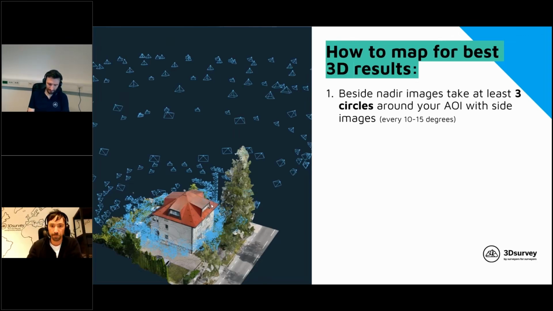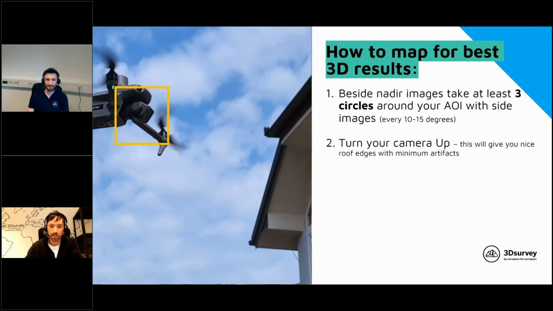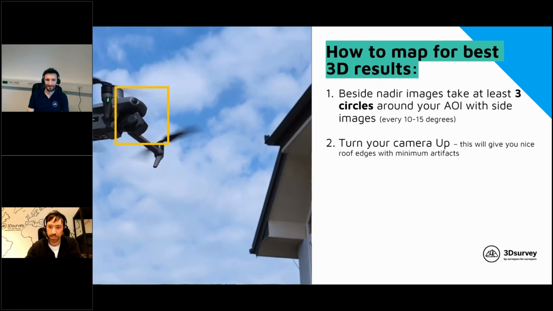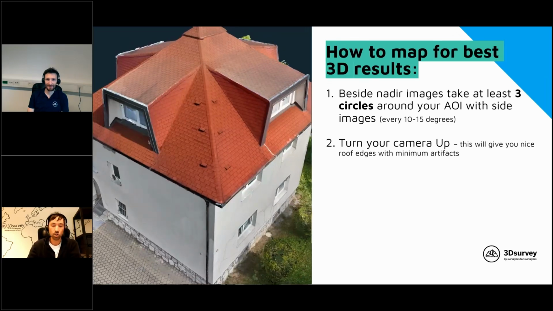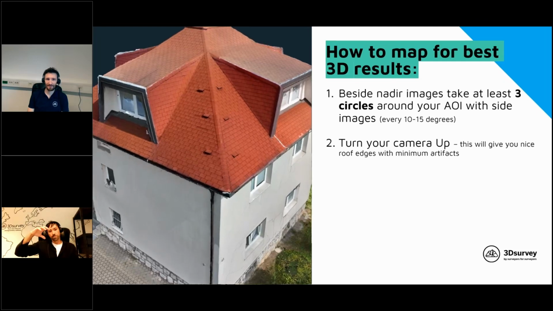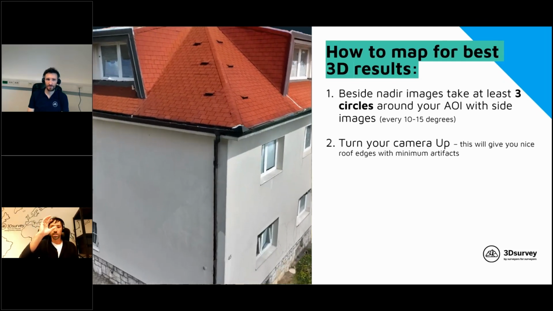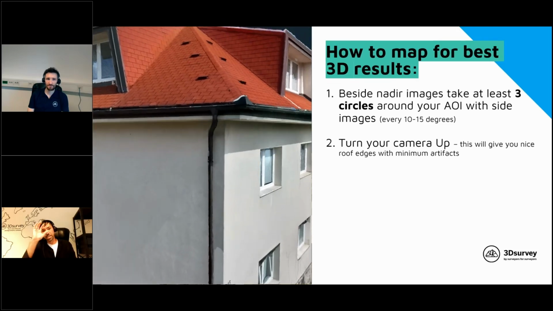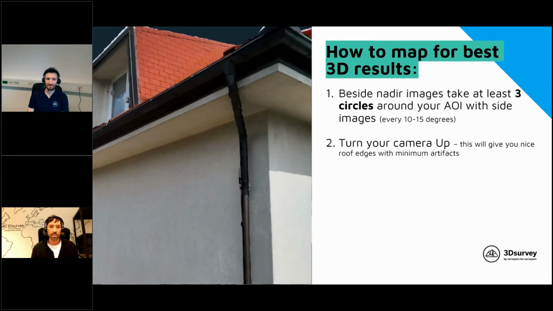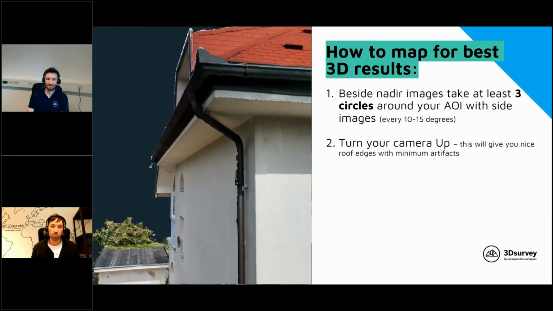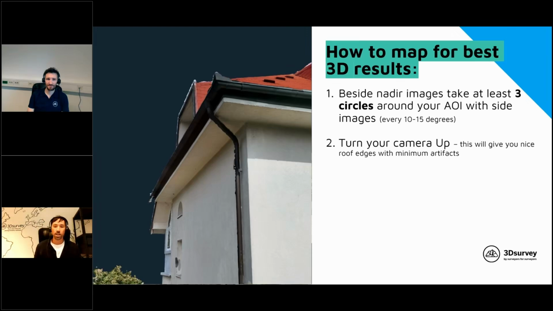Depends what you prefer. Okay, then point number 2, turn your camera up. This will give you nice roof edges with minimum artifacts. So most of the drones also offer turning your camera up a bit. So this will help you to get the details also under the roof edges. And with this kind of data as an input, we are able to then also create a good point cloud under the roof.